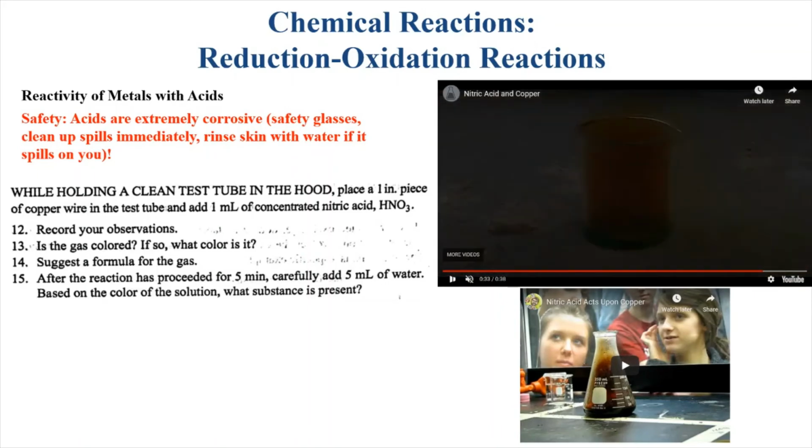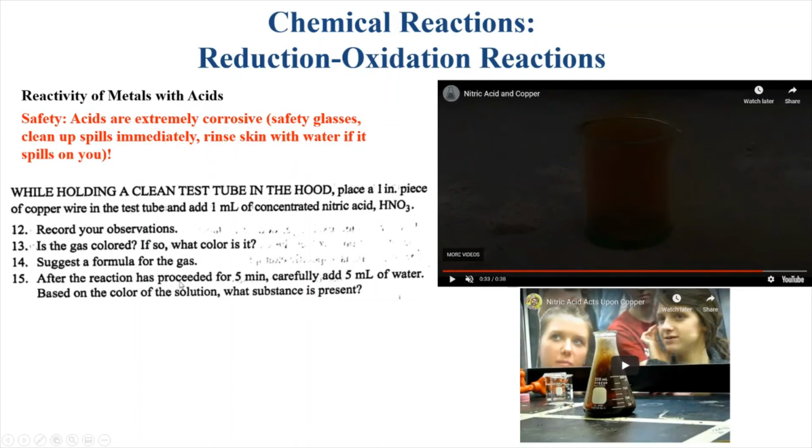Okay, so at this point you might want to pause the video and record what you observed. You can go back and watch that a second time if you need to. Is the gas colored? You're going to want to note the color of the gas that you observed, and then suggest a formula for the gas. Based on the color of the gas, you're going to want to look at Table 1 and suggest a formula. Now for the last one, we have to watch a second video.